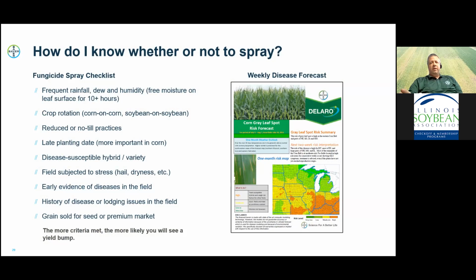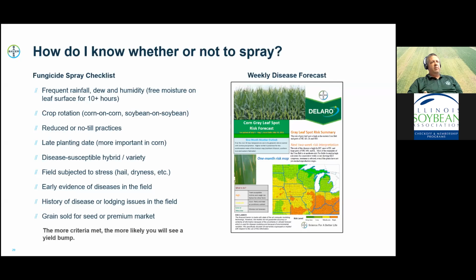So how do I know whether or not to spray? We kind of have a checklist here. The kind of conditions that are going to lead to disease development, that are going to make a fungicide more effective or more important. You can get disease forecasts. I think the University of Illinois produces these disease forecasts. Bayer definitely produces forecasts to show the risk of a certain disease developing in a certain year. But these conditions on the left are the kind of conditions where we're going to see greater disease development.